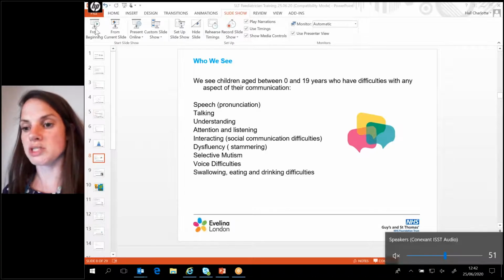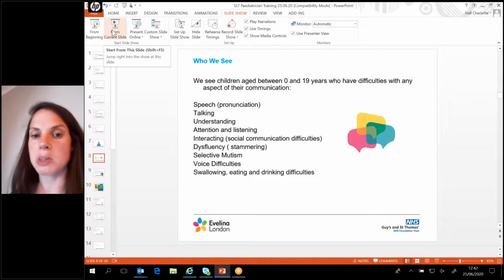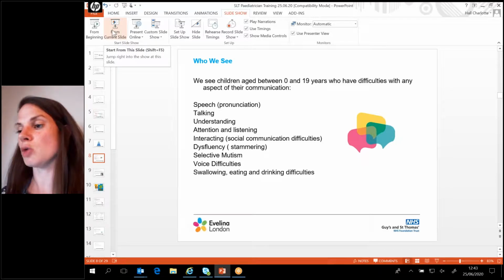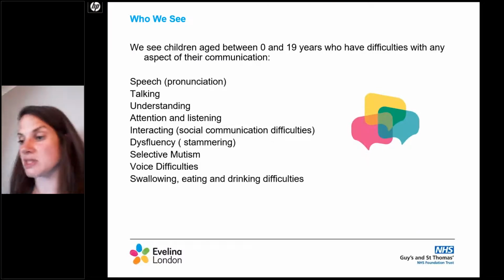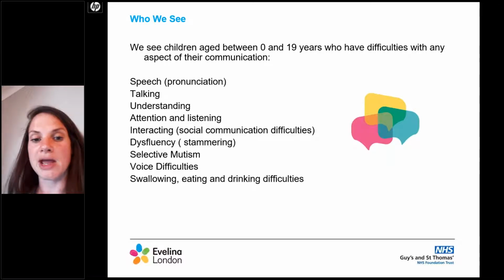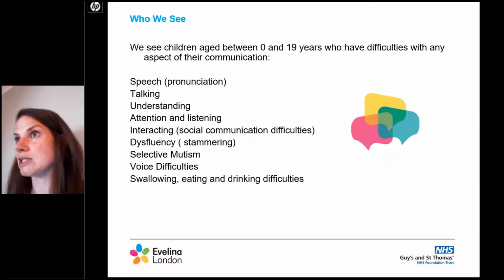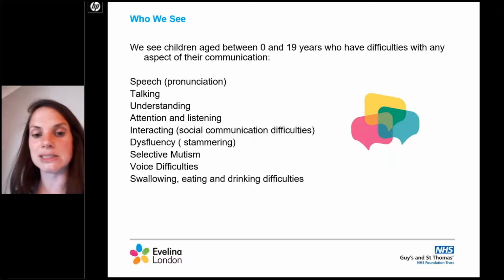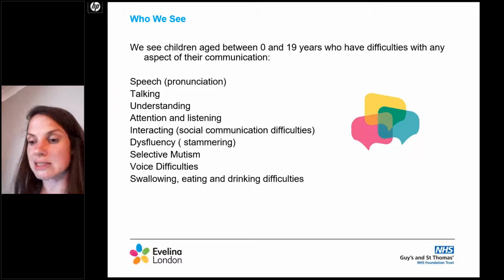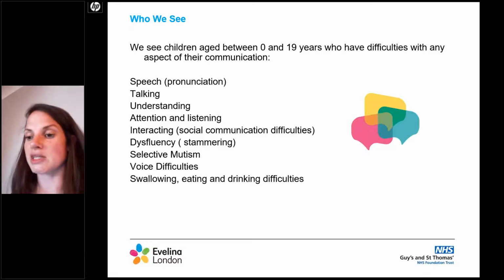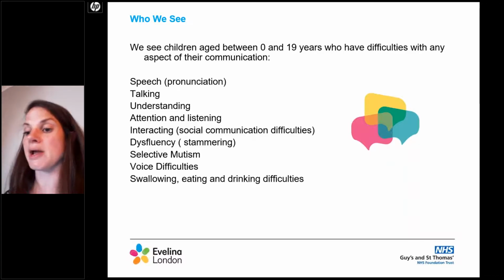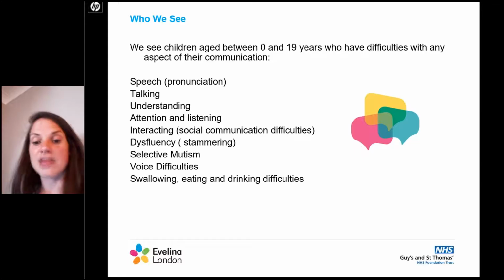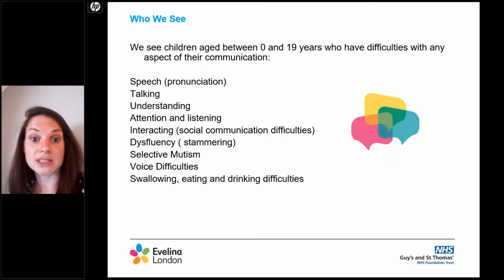So we work with children and young people between the ages of 0 and 19, and they might have difficulties in one or more aspects of their communication development. They might have difficulties with their speech or their pronunciation of words. They might have difficulties talking, selecting the right words and putting those words together to formulate sentences. They might have difficulties with their understanding of what other people say to them, with their attention and listening skills, or interacting with other people, what we call social communication difficulties. They may stammer, they might have selective mutism, or they might have voice difficulties.